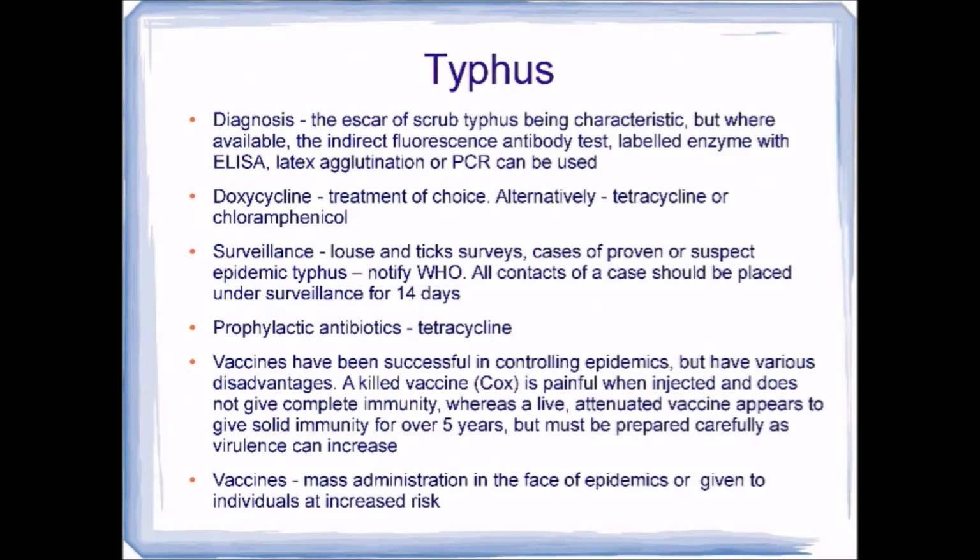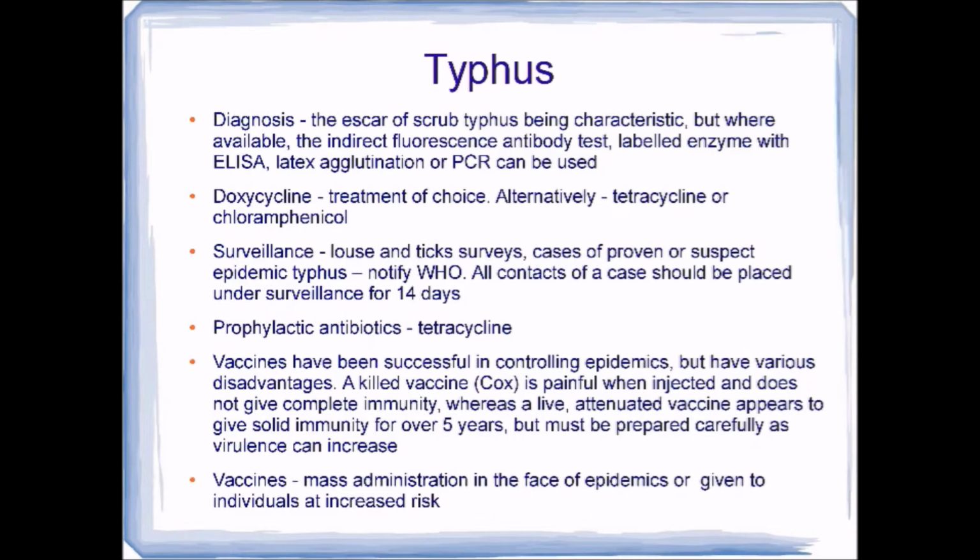For arthropod-borne disease like typhus, the diagnosis will probably be on clinical grounds, the eschar of scrub typhus being characteristic, but where available, the indirect fluorescence antibody test, labeled enzyme ELISA, latex agglutination or PCR can be used. Doxycycline, irrespective of age, is the treatment of choice. Alternatively, tetracycline may be given, and where both of these are unavailable, chloramphenicol may be used. Careful nursing is of utmost importance.